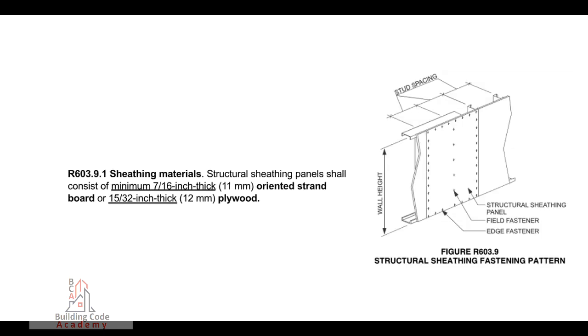R603.9.1 Sheathing Materials. Structural sheathing panels shall consist of minimum 7/16 inch thick 11 mm oriented strand board or 15/32 inch thick 12 mm plywood.